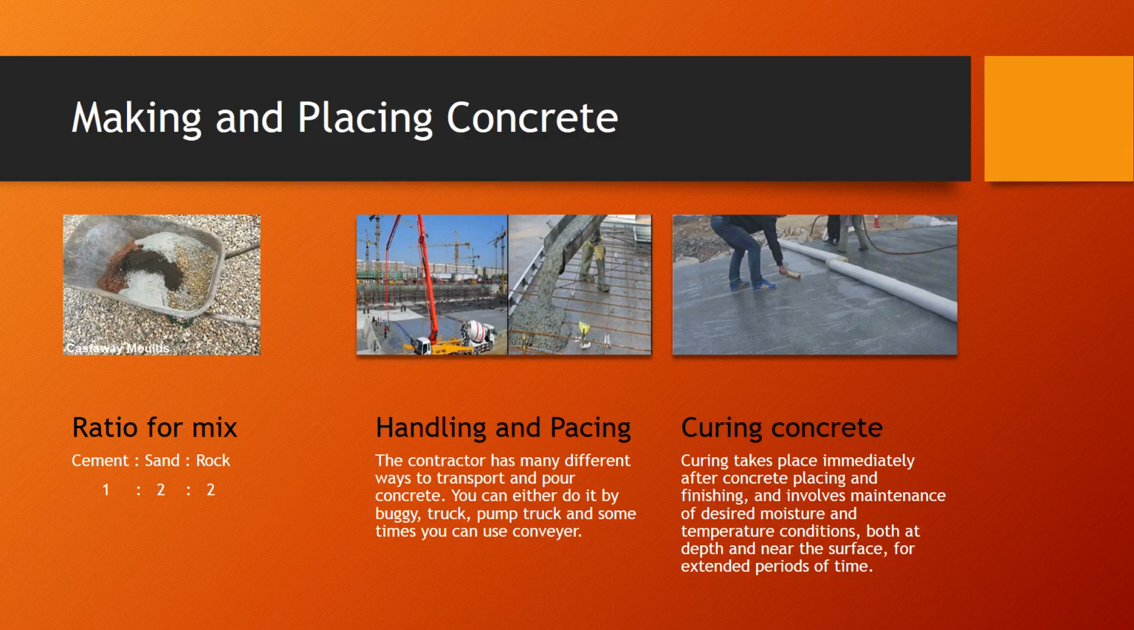Making and placing concrete. The ratio for the mix of concrete is 1 to 2. Handling and placing. The contractor has many different ways to transport and pour concrete. You can either do it by buggy, truck, pump truck, or sometimes you can do it using a conveyor.